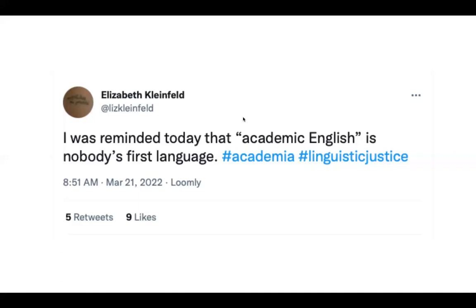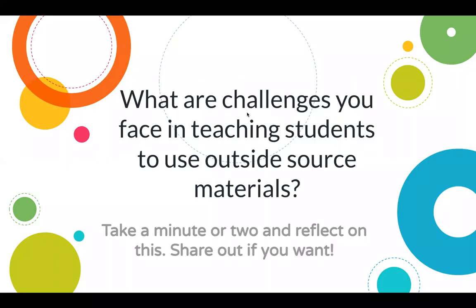And one thing that we have to remember is that academic English is nobody's first language. Students sometimes never have done this before, or they're writing about a topic that they may not be interested in, and so it's hard for them to have that motivation for whatever reason. And some of the moves we make in academic writing can feel very foreign. And so I'm going to talk to you about that today.